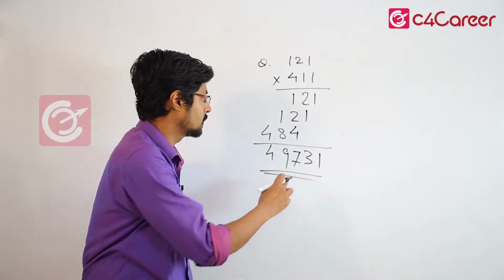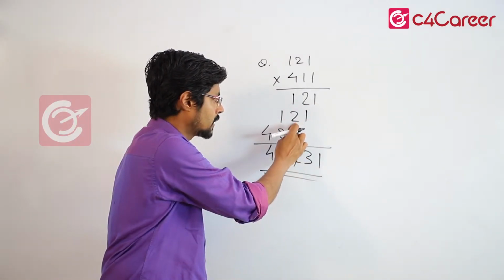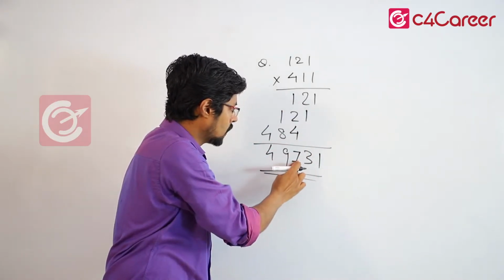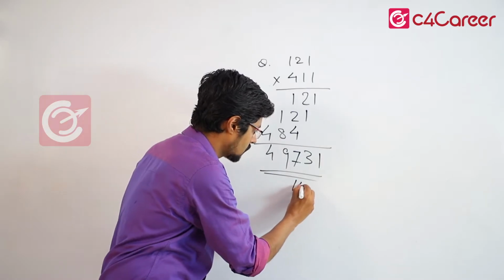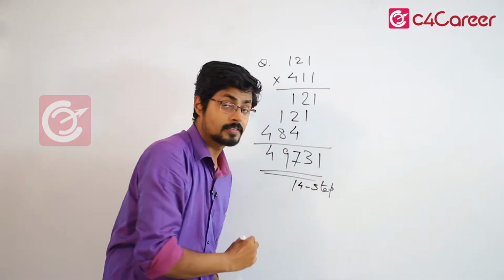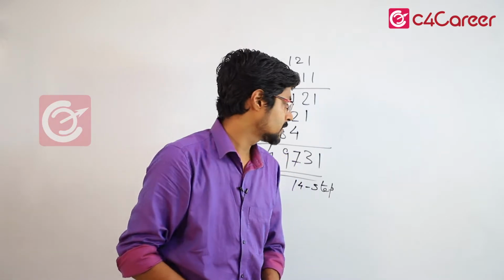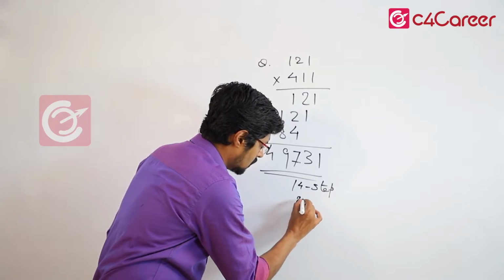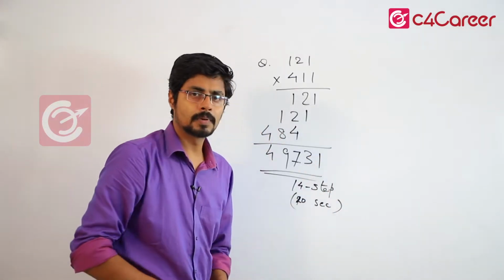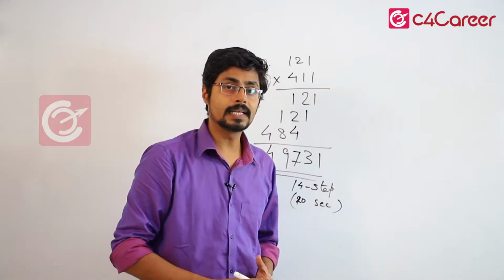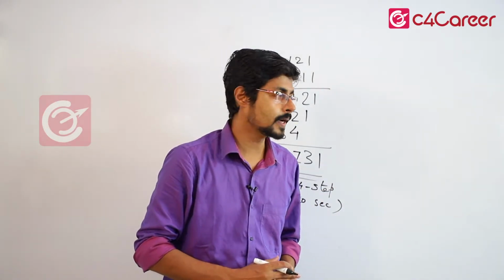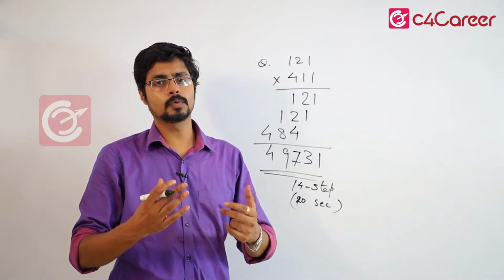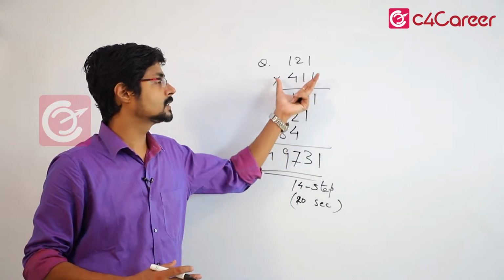But let's look at the steps here. 1, 2, 3, 4, 5, 6, 7, 8, 9, 10, 11, 12, 13, 14. So this is a 14-step process. Normally a person can do this in 20 seconds. If you are quite fast in maths, probably you can do it in 15 to 18 seconds, and if you are a bit slow, maybe it may take more than 20 seconds. So that is how we normally do this multiplication.